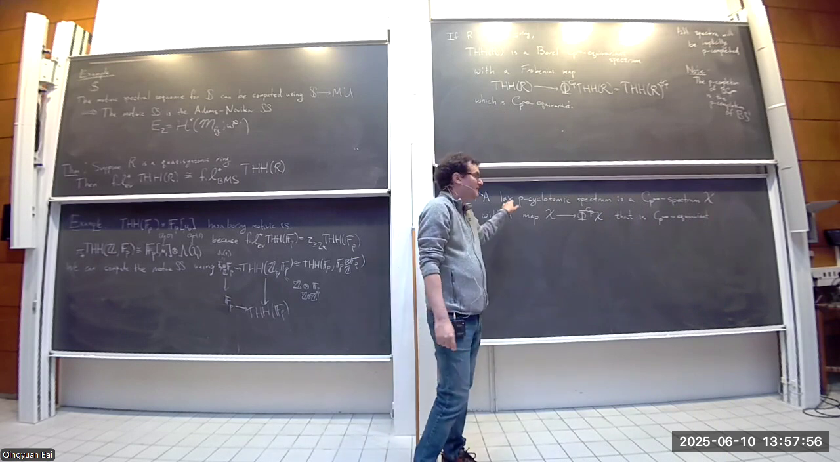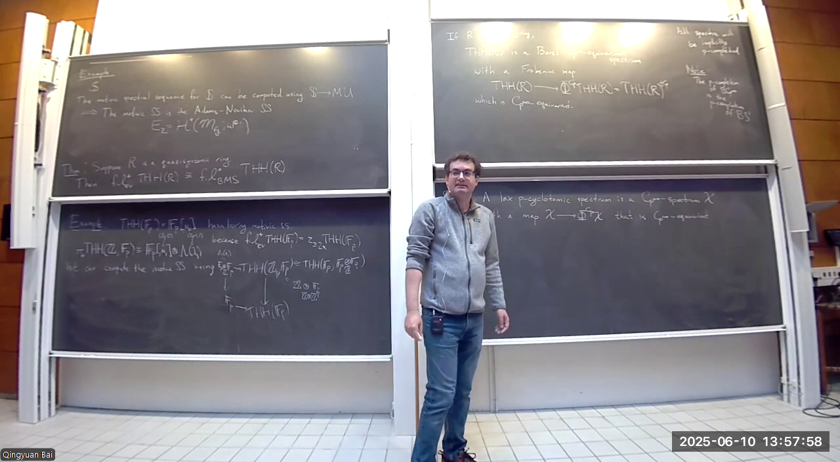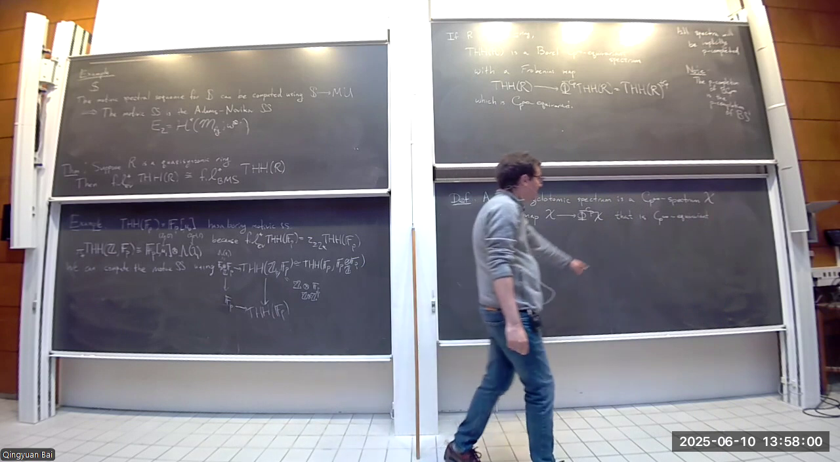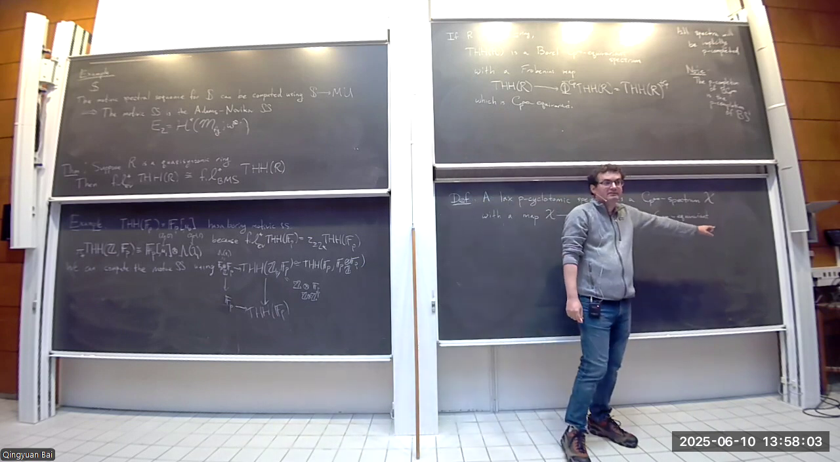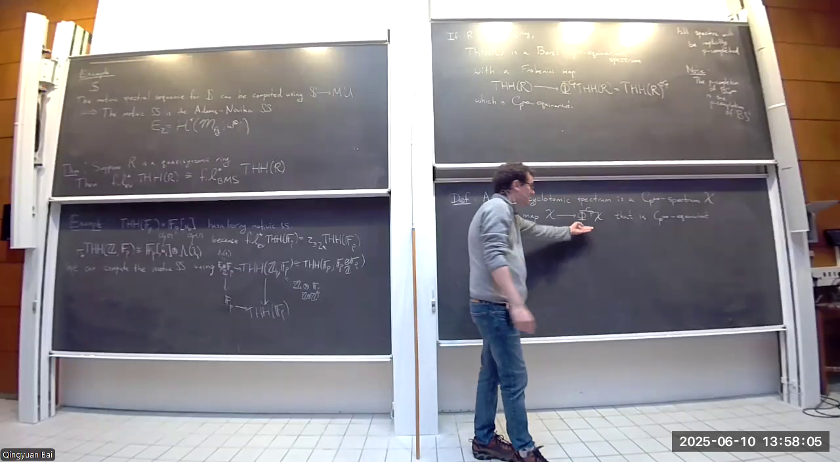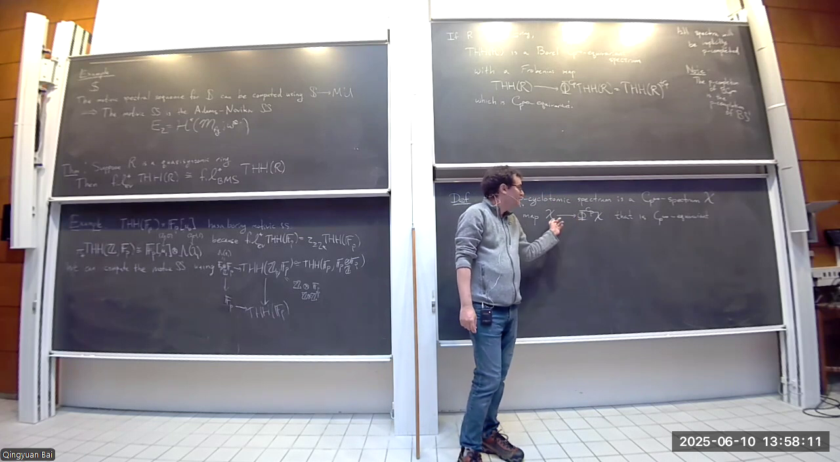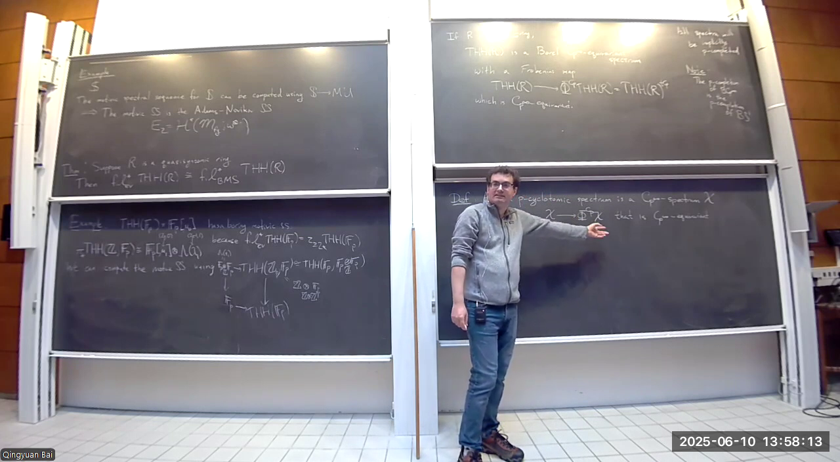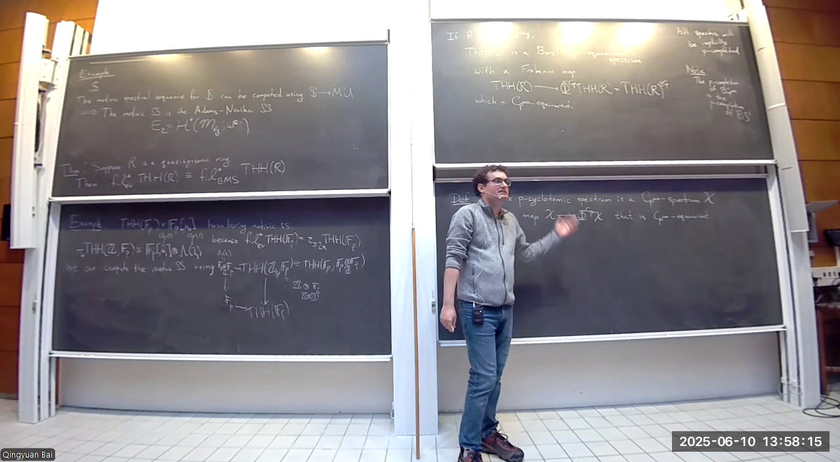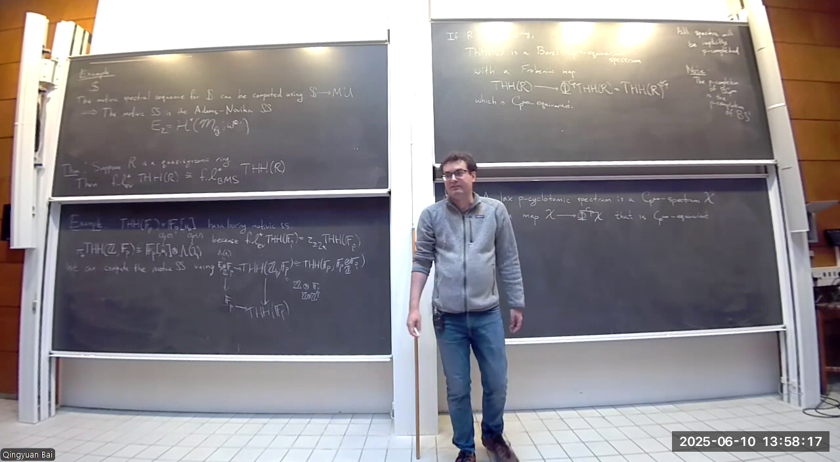I'm using this word lax just to perhaps emphasize that I am not assuming that this X is Borel. So here I will allow for the geometric fixed points to not equal the Tate fixed points. I will not insist that this map is an equivalence, nor will I insist that the geometric fixed points equal the Tate fixed points, so that this is a more general notion.